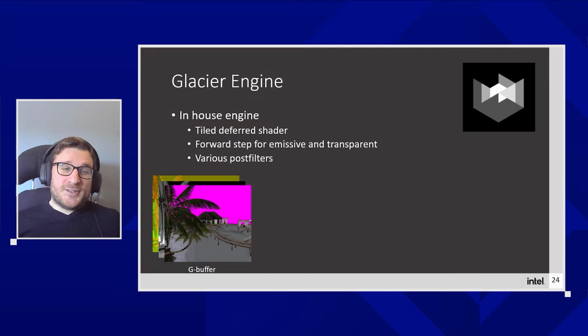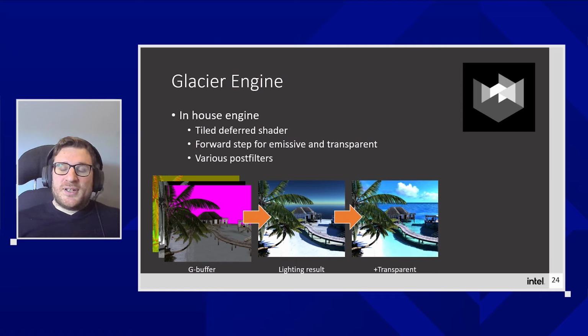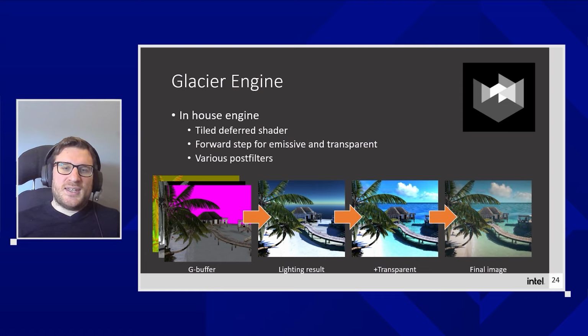Let's start. So Glacier is our engine. It's an in-house engine and is a tile deferred renderer. So as in classic G-buffer rendering, you pre-render the G-buffer of the scene. You create some lighting result based on the different lights you have in the scene that are cached in the screen in different tiles. Finally, you render with forward lighting, transparent and emissive objects. And at the end, you apply some post filters and synthesize the final image.